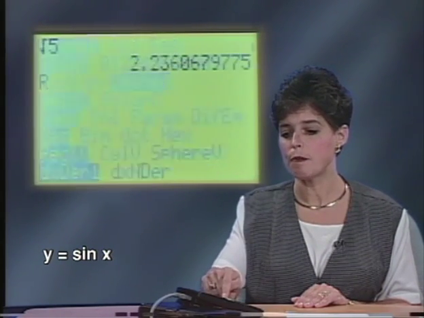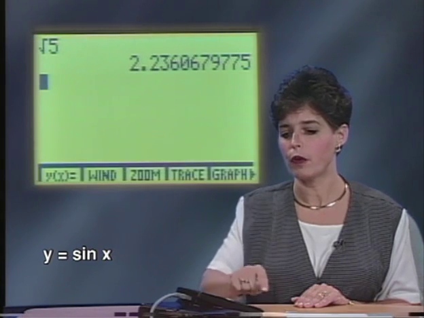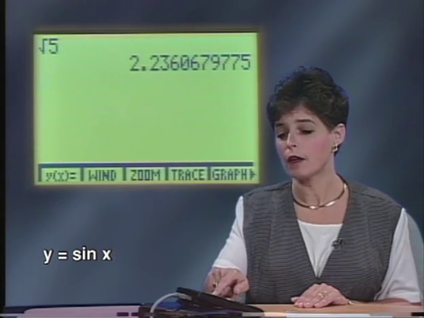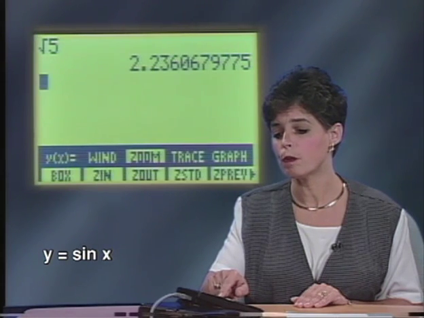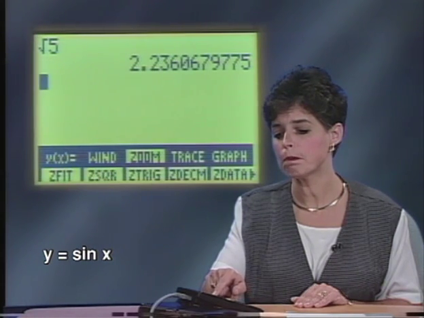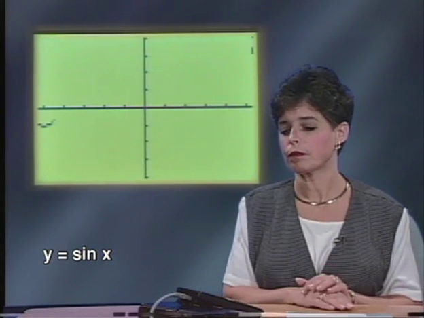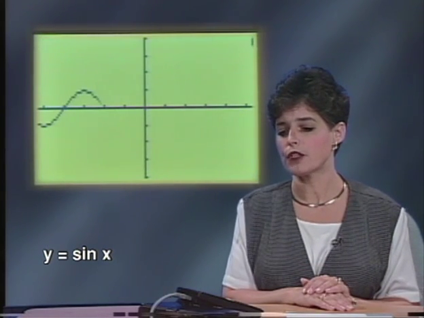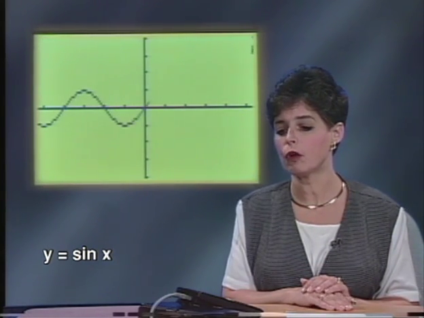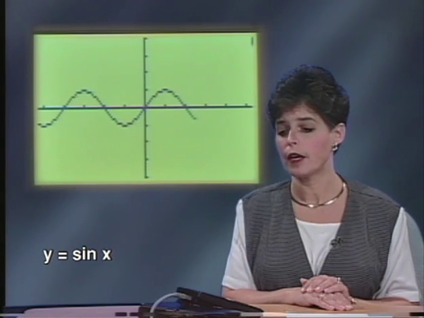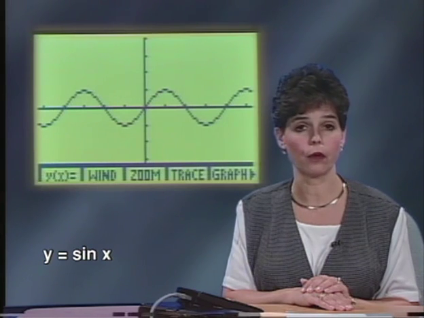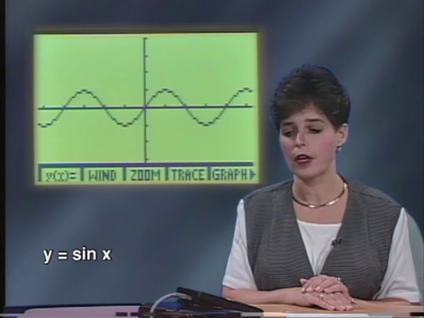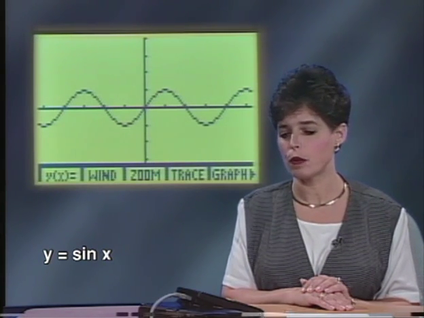And let's exit back. Let's go to graph and zoom. Let's see, let's go to zoom trig one more time. I'm going to see my sine function again, and even though I'm in degree mode, it gave me a nice graph. Okay, so you can be either in degree or radian mode and use that z-trig zoom capability.